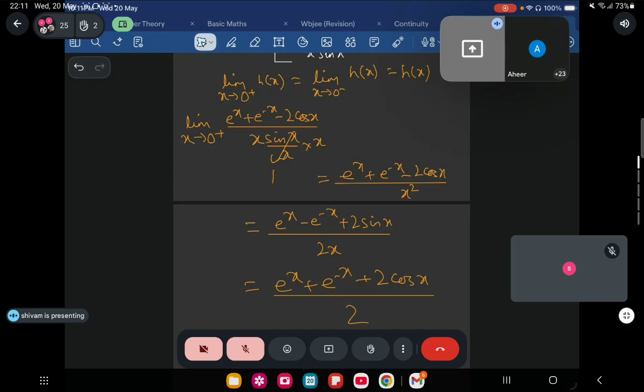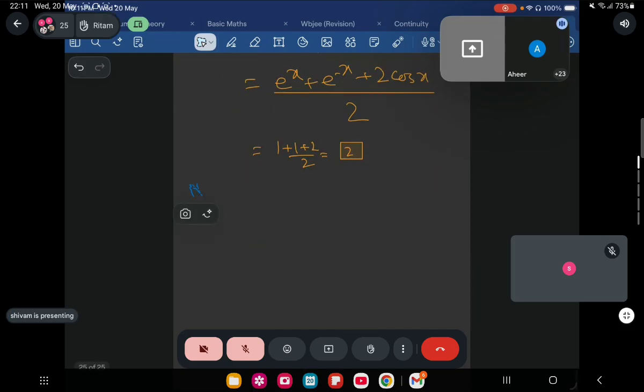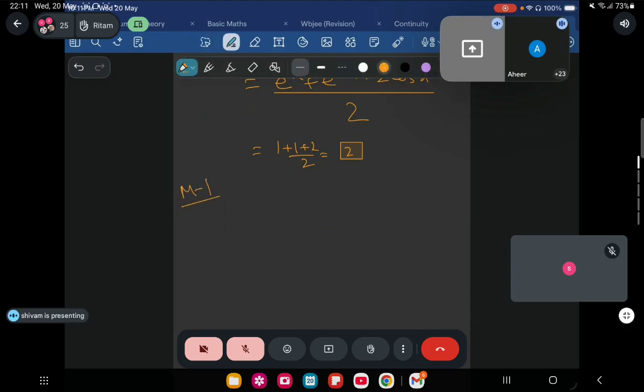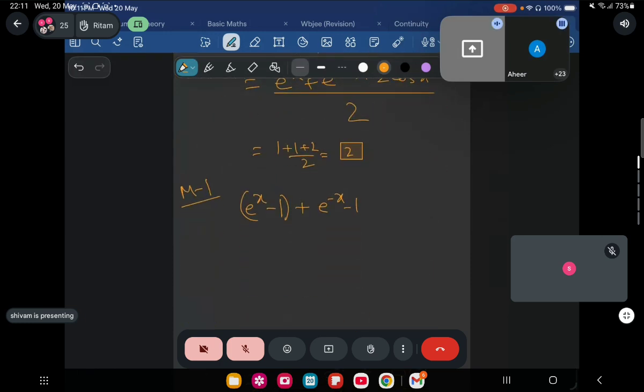How are you going to break? Tell me. Like we can do e to the power x minus 1 plus e to the power minus x minus 1, and we could write them separately. You are talking about like this, right? e to the power x minus 1 plus e to the power minus x minus 1, and use cos x equal to plus 2 minus 2 cos x. Right, like this. Yes, sir.